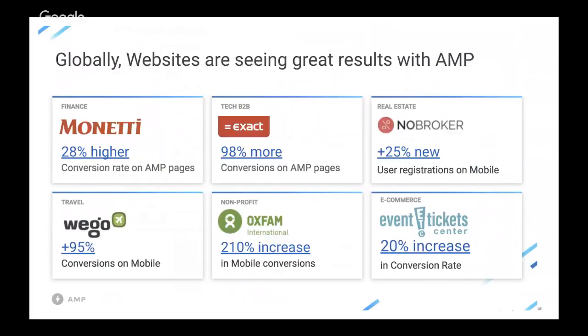Oxfam was based in Spain. Event Tickets was based in the US. Exact was from a B2B vertical. B2B is another vertical where you often find that mobile is placed on a lower importance, but even they, being a B2B business, found that there was a great improvement in their conversion rates by using AMP. Exact was a company based out of the Netherlands. So as you can see, there's a widespread deployment and adoption of AMP, and various kinds of businesses from all spheres of life are really benefiting from the use of it.